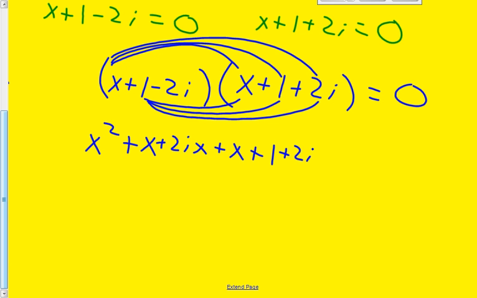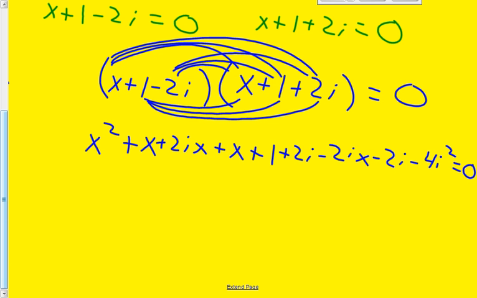Almost done. Now we just need to multiply this negative 2i times all three of these terms. So negative 2i times x is a negative 2ix. A negative 2i times a positive 1 is a negative 2i. And last term, a negative 2i times a positive 2i is a negative 4i squared. Whew! All that equals 0.